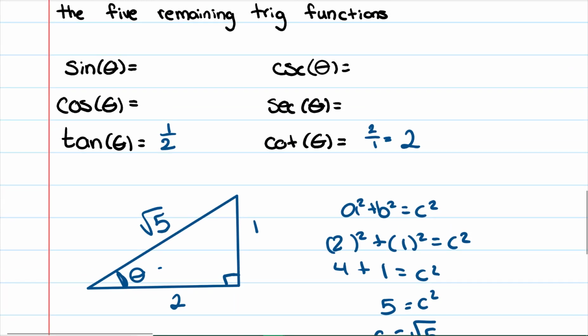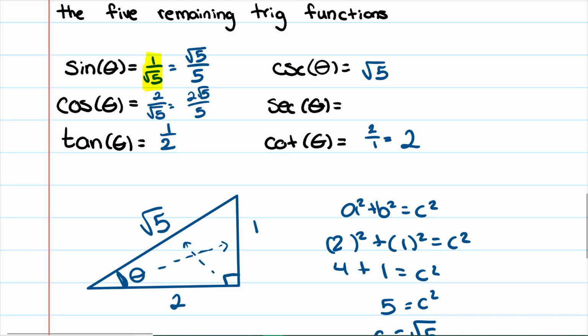So sine is opposite over hypotenuse. So it's 1 over radical 5, which comes out to radical 5 over 5 when you rationalize it. Now when you find cosecant, you want to take the reciprocal. So just take the reciprocal of that piece and you get radical 5. Cosine is adjacent over hypotenuse, so it's 2 over radical 5, which is 2 radical 5 over 5. And the reciprocal of that is just radical 5 over 2.